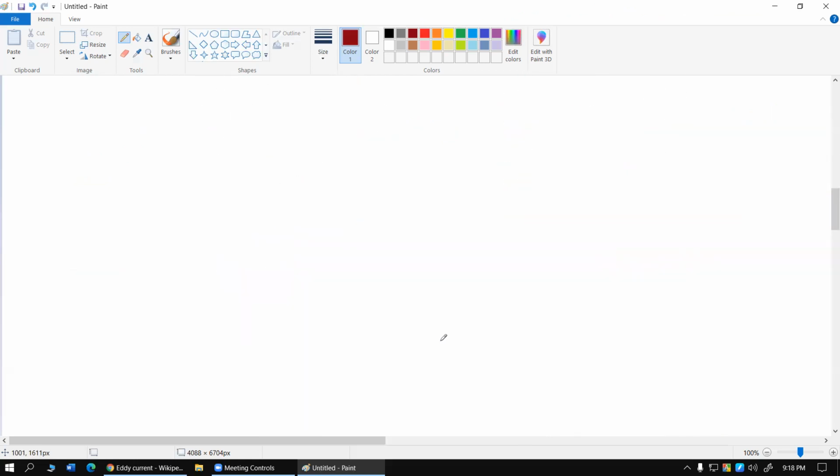Another thing we can do with eddy current is induction cooking. So induction cooking also uses the concept of eddy current.